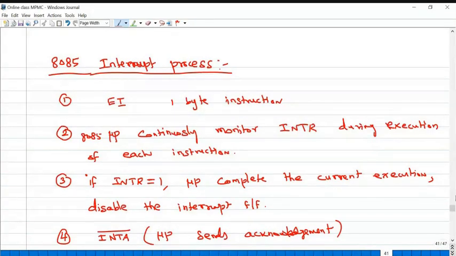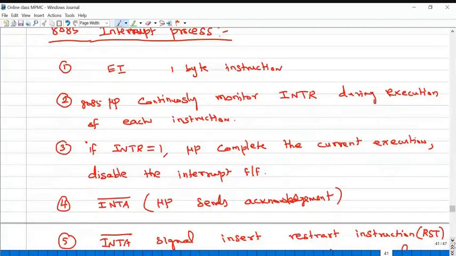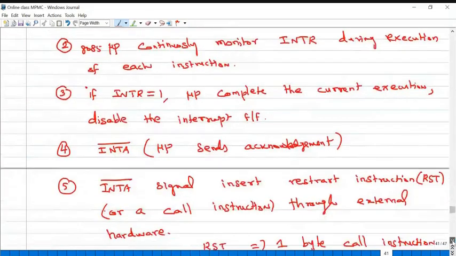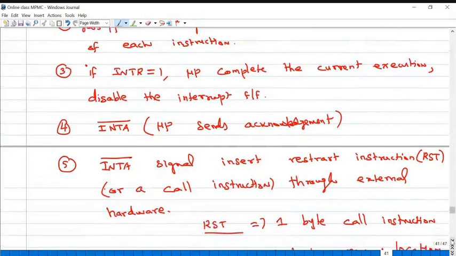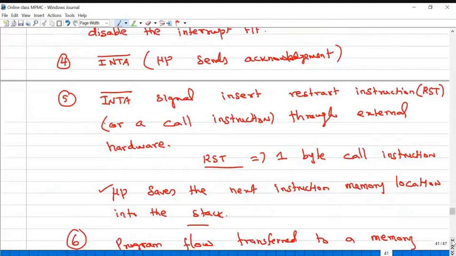Then you have to follow these steps only. Enable interrupt. The processor continuously monitors the INTR line during the execution of each and every instruction. If INTR is high, the microprocessor immediately disables the interrupt flip-flop first, and sends the acknowledgement signal. Then, along with this INTA signal, the external hardware inserts the restart instruction. It's similar to a 1-byte call.